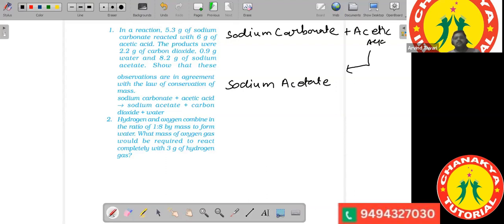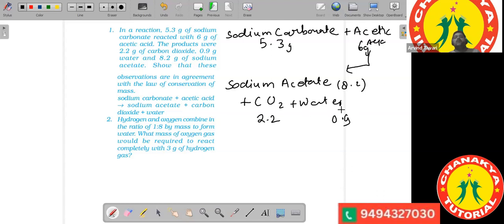Okay. Sodium acetate plus you have carbon dioxide plus water. So initially you have 5.3 gram sodium carbonate. Your acetic acid is 6 gram. Carbon dioxide is 2.2 gram, 0.9 gram water, and 8.2 gram of sodium acetate. So if you add all the reactants, the mass of reactants comes out to be equal to the mass of products.